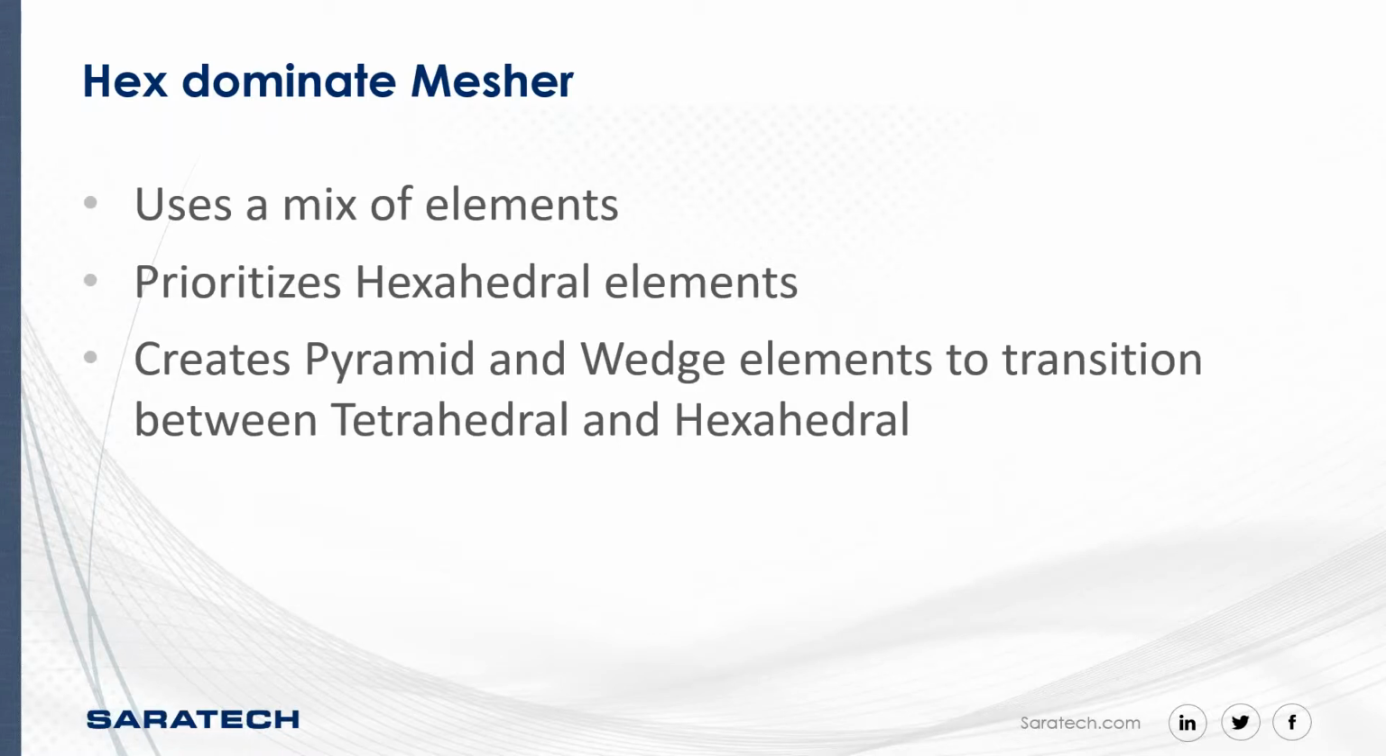So the hex dominant mesher, as the name implies, doesn't create a hex only mesh. It creates a mix of elements, but it prioritizes the hexahedral elements. It'll use some less commonly used elements such as pyramid and wedge elements to transition between the more mesh-favorable tetrahedral elements, the one that seems to be able to mesh a lot of complex geometry, and the hexahedral, which requires more uniform or simplistic geometry.